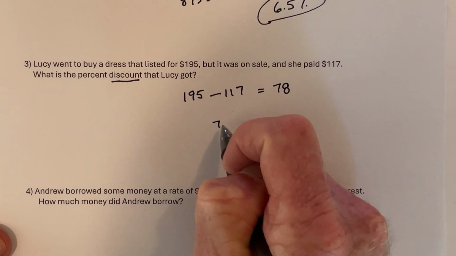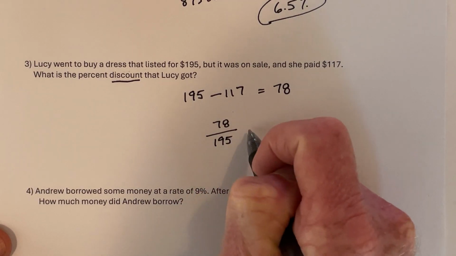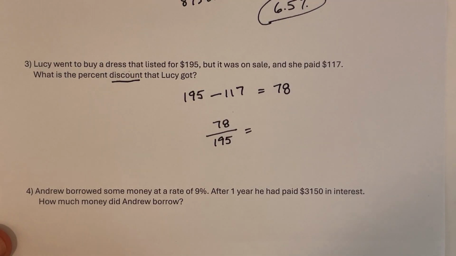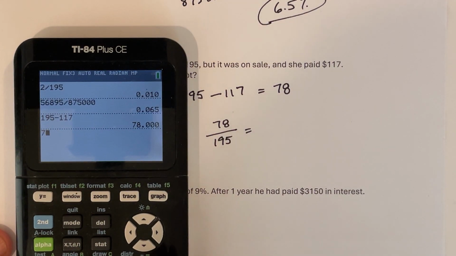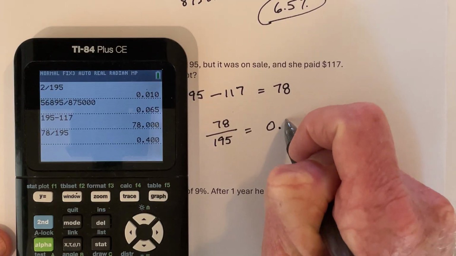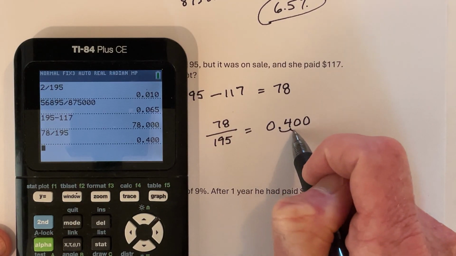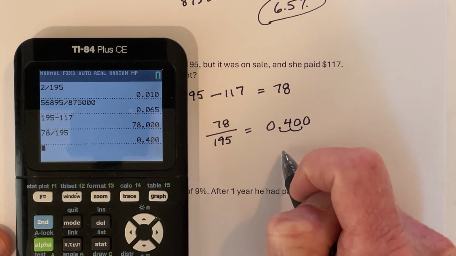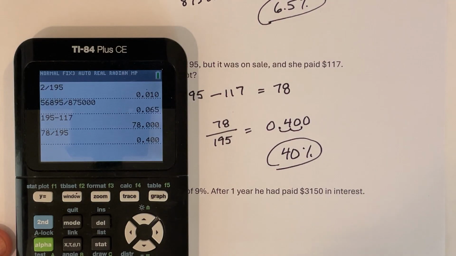The last thing I need to do is take that and divide by the original 195 to find out what percent off this dress was. So just take a 78 divided by 195, and we get the decimal 0.400. And again, move the decimal over. So that's going to be 40.0, or 40% was the discount.